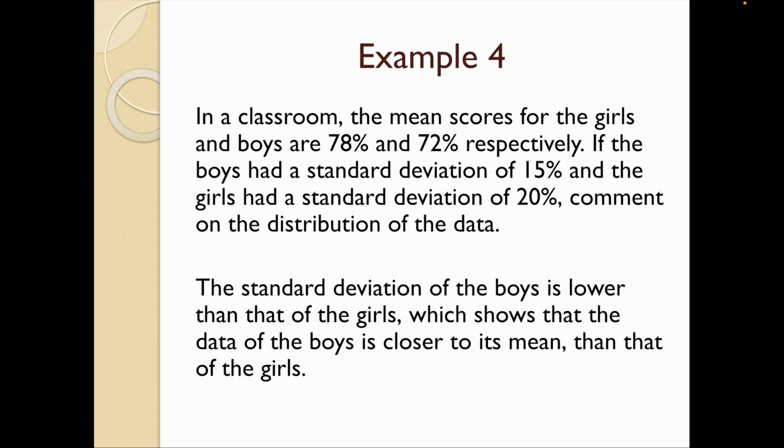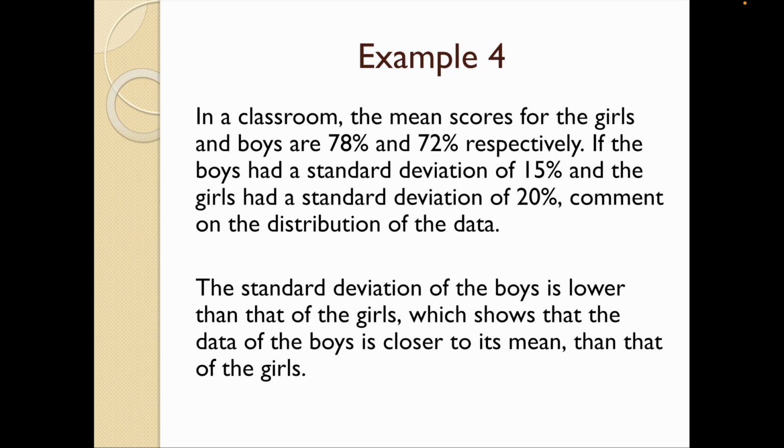If you look at this here, we have some girls and boys in a class, with 78% and 72%. Because we're looking at standard deviation, we're not worried about the means necessarily. If the boys' standard deviation is 15 and the girls' standard deviation is 20, we could say the boys have a lower standard deviation than the girls. Why? Because it has 15% compared to 20%.